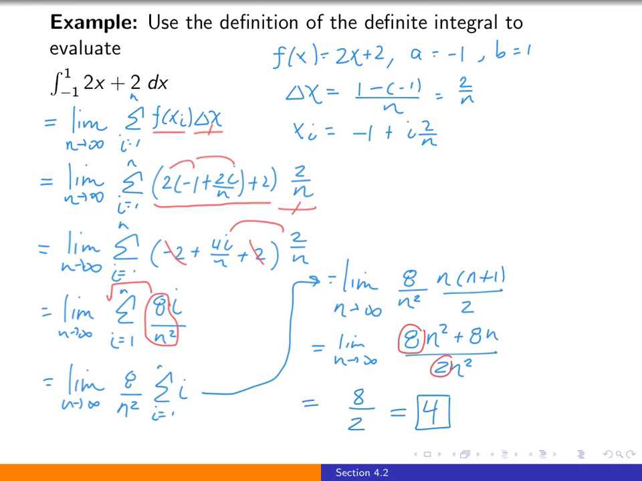Now once again, keep in mind, what does this number 4 mean? It does have a very nice geometric interpretation. For the function f of x equals 2x plus 2, it gives the net difference of areas enclosed from x equals minus 1 to x equals 1.